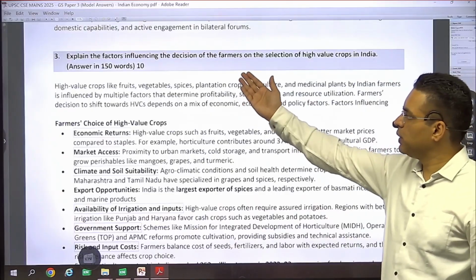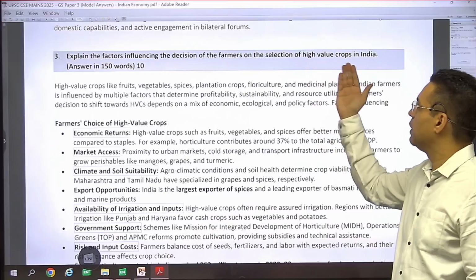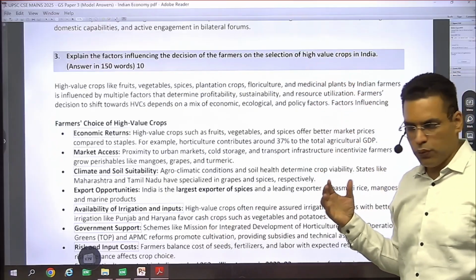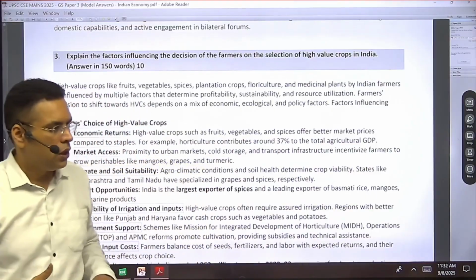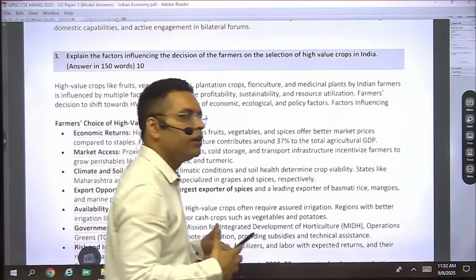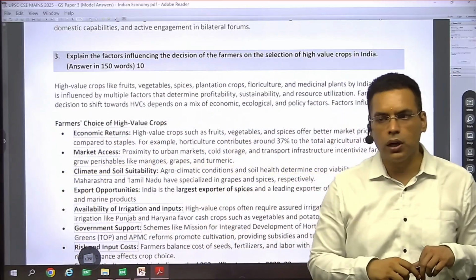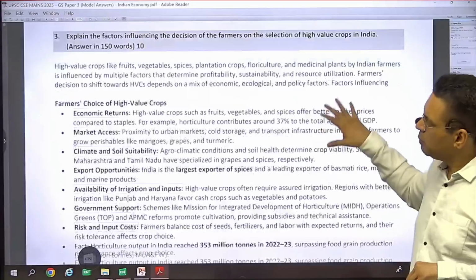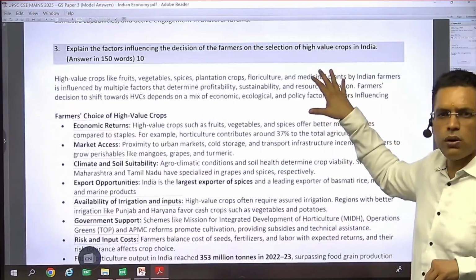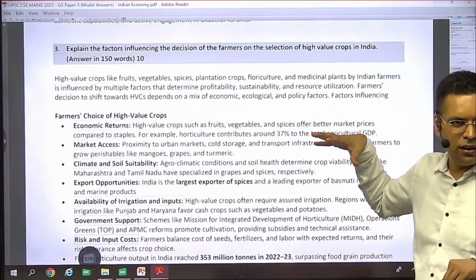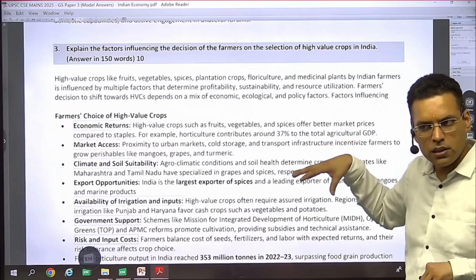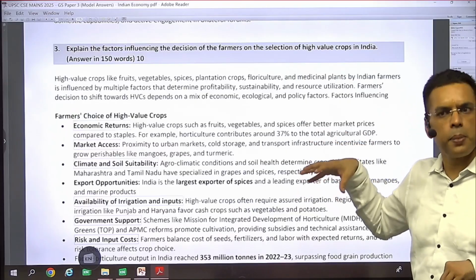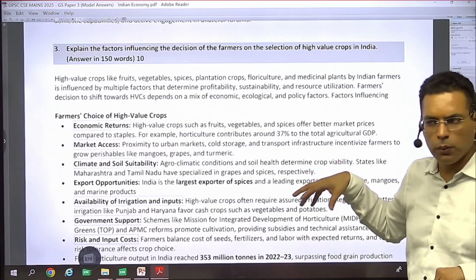Then explain the factors influencing the decision of farmers on the selection of high value crops in India. So for that you have to understand India's economy, the agriculture, the problems, the cropping pattern, the trends, everything. Holistically you should have a good understanding of, and these are things that you can also answer from your common sense. But again, if you are a UPSC aspirant, your understanding and knowledge and communication has to be very, very specific and to the point.